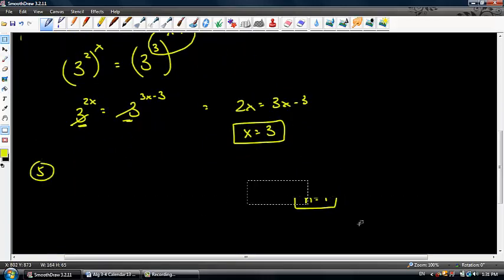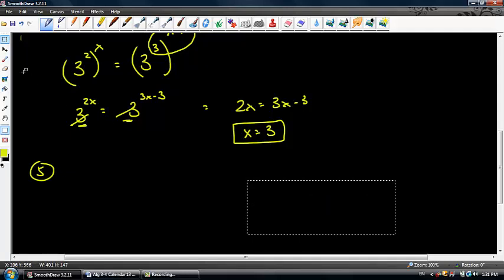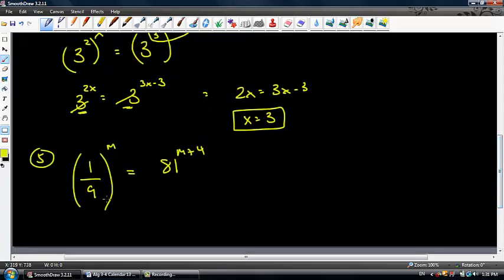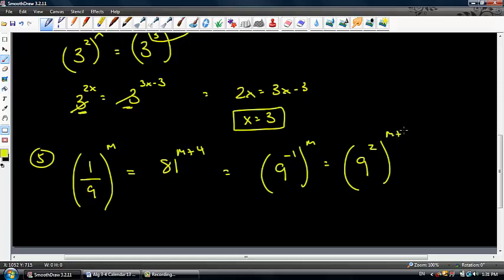Clean some stuff up here a little bit. Okay, in example 5 here, I have 1 over 9 all to the m power, and that's going to equal 81 to the m plus 4. Well, again, I need to mess with both of these. And so, let's see, I can make them base 9. That would be easy. So 1 over 9 is really 9 to the negative 1 power to the m power equals 9 squared to the m plus 4 power.